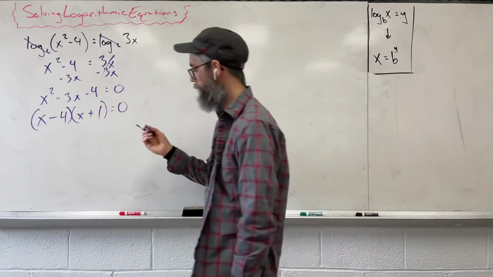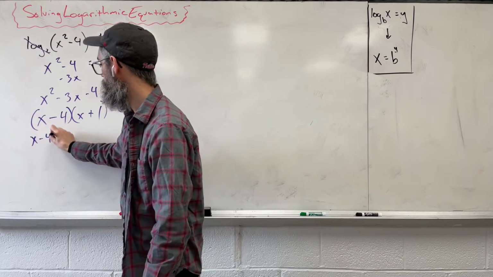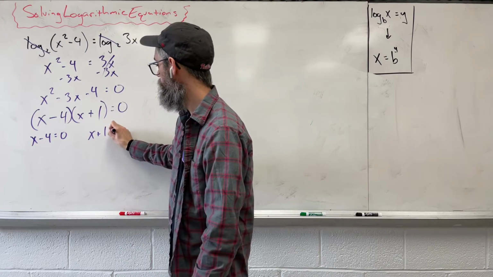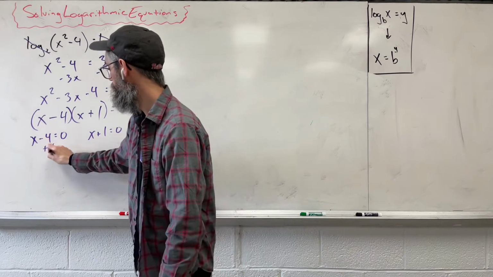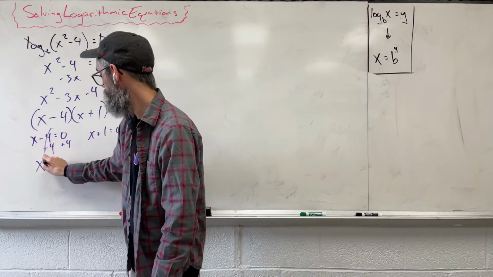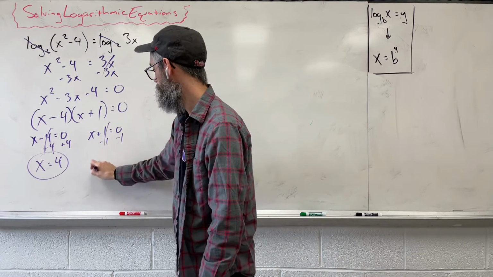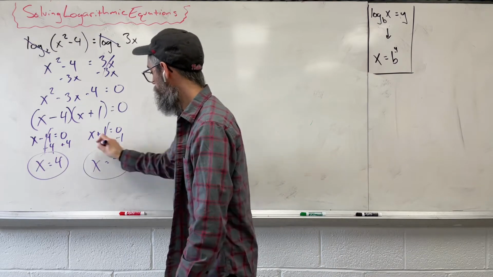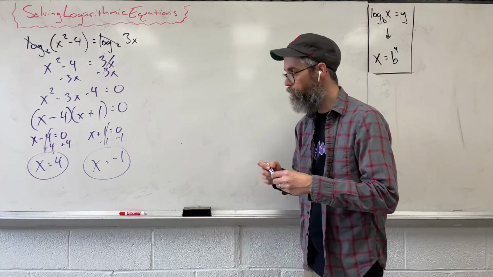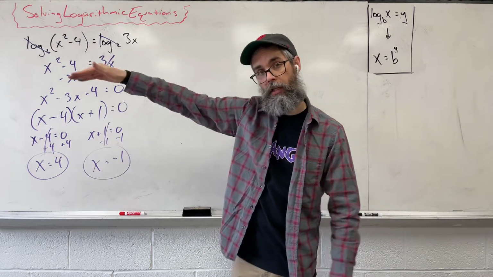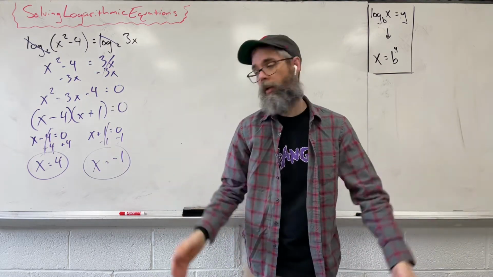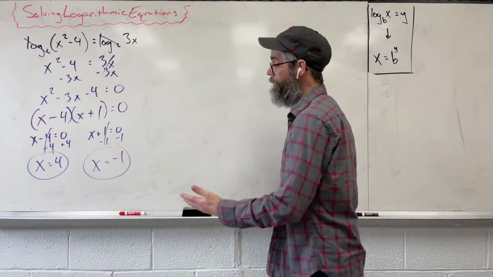Okay, solve each parenthesis. Set them both equal to 0. x minus 4 equals 0, x plus 1 equals 0. Let's start moving things. x equals 4, x equals negative 1. All right, so we have multiple answers. Let's check our work. Let's see if what we have actually makes sense.